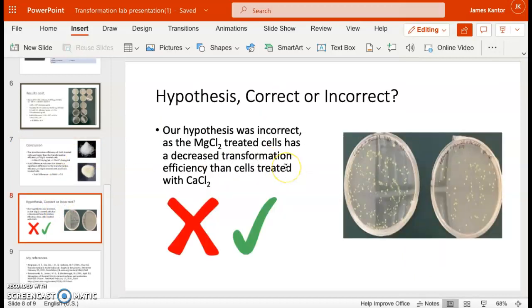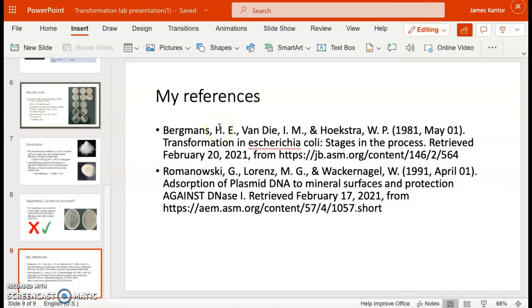And so based on that data, we were able to conclude that our hypothesis was incorrect, since the magnesium chloride treated cells had a decreased transformation efficiency compared to the cells treated with the calcium chloride. And here are some of the references that we used to come up with our hypothesis.